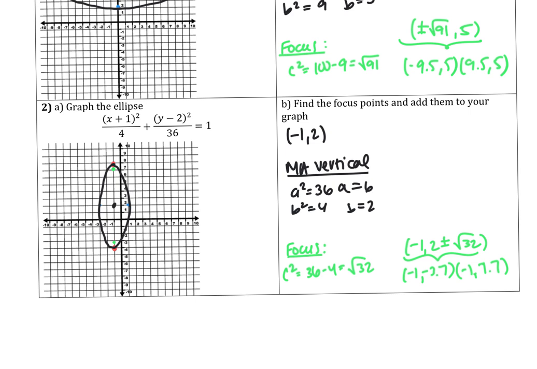We found the focus points. C squared equals 32, so c equals square root 32. We take -1 and we move in the vertical direction away root 32 from that center. We get the focus points -1, -3.7, and -1, 7.7. They're inside of the ellipse, so we're good.